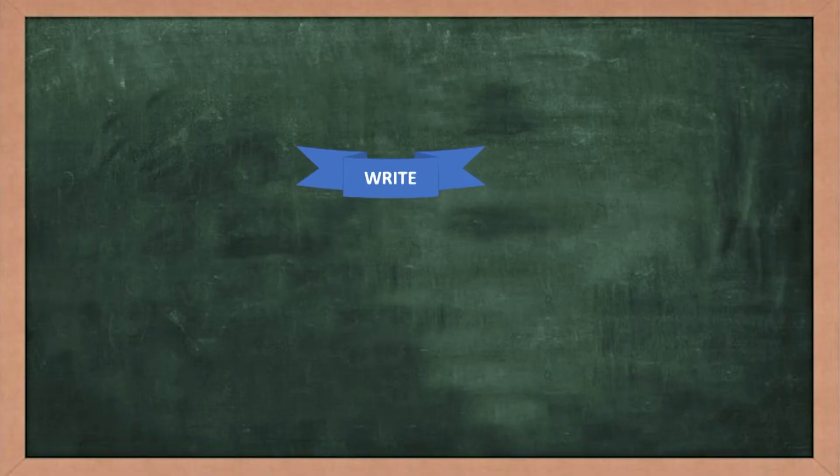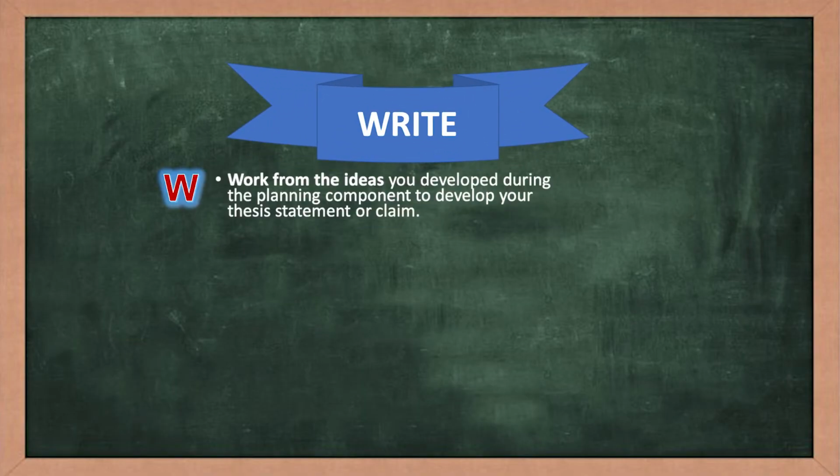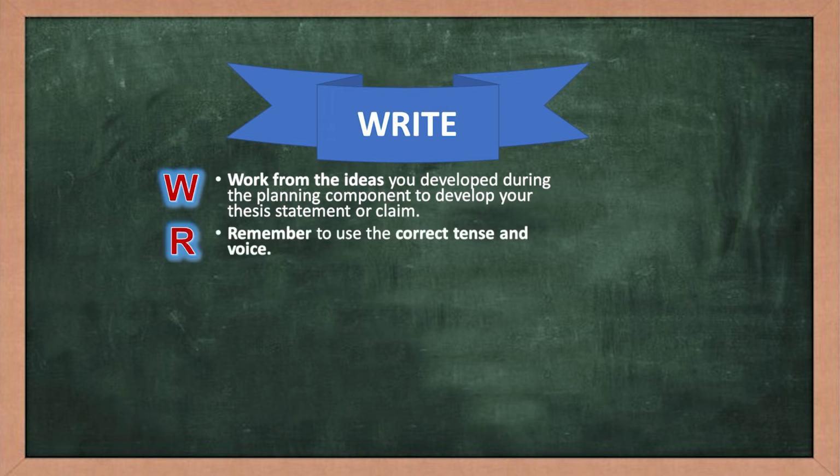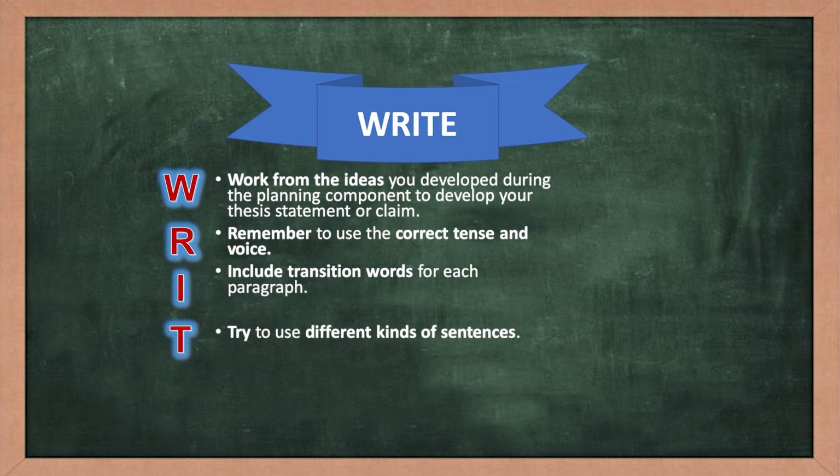Is it? Then what does it stand for? Well, the W stands for work from the ideas you developed during planning the component to developing your thesis statement or claim. The R stands for remember to use the correct tense and voice. I stands for include transition words for each paragraph, and T stands for try to use different kinds of sentences. And finally, use exciting, interesting words.